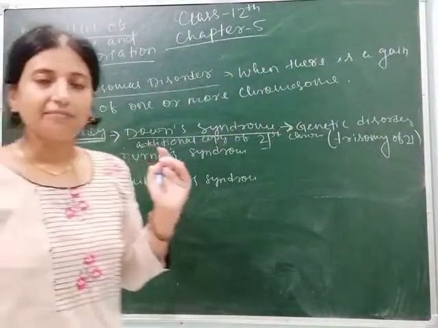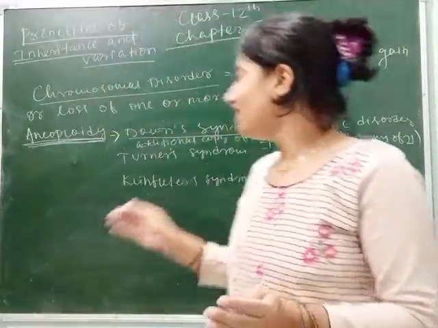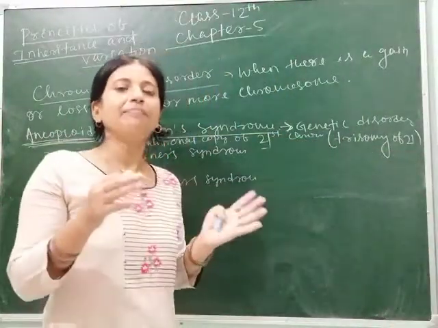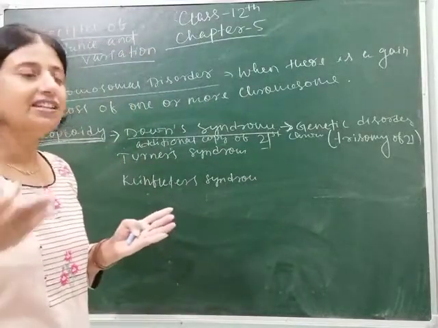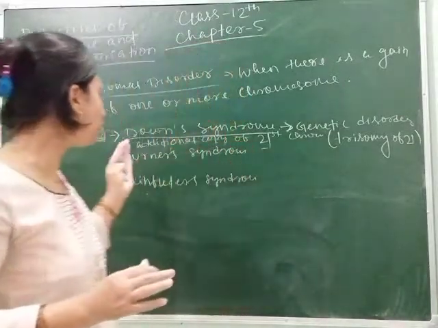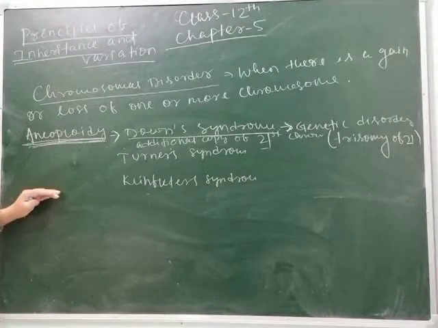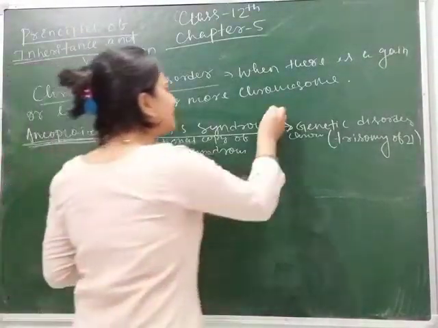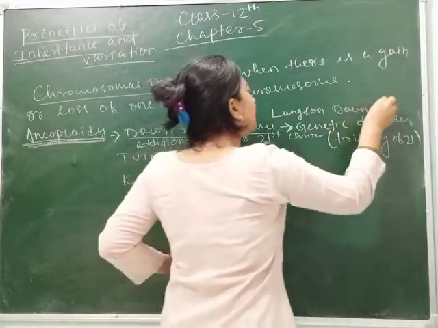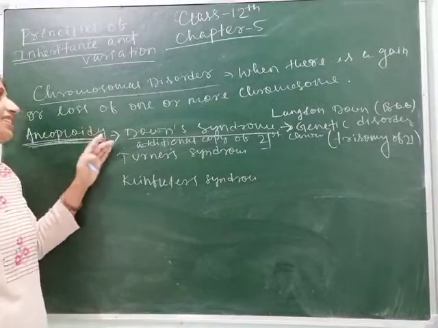In this case, how does the person get affected? The sex will not matter, as this is not seen in the sex chromosome. So the child's sex may be male or female, but it has different characters. The child born with Down's disorder. Down, as I have told you, is the scientist, and his complete name is Langdon Down, in 1866.